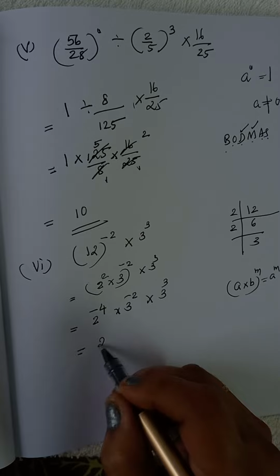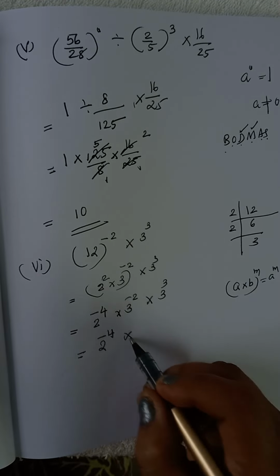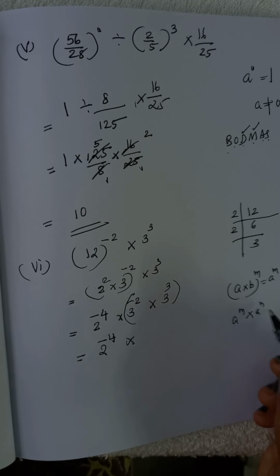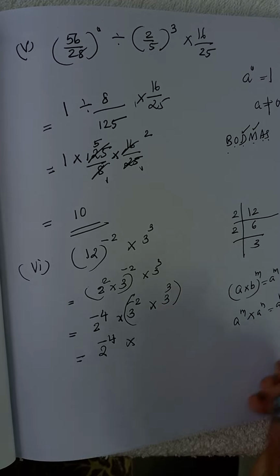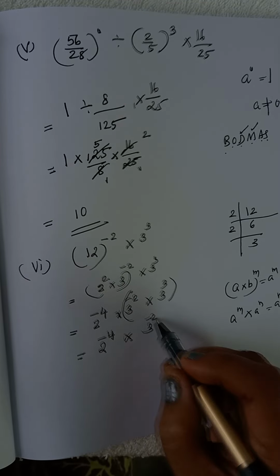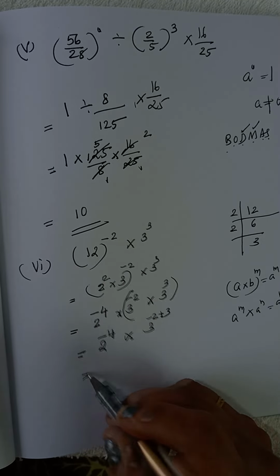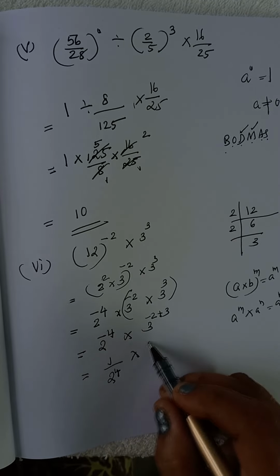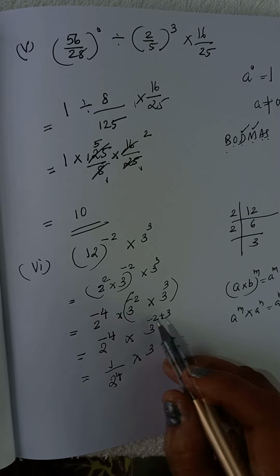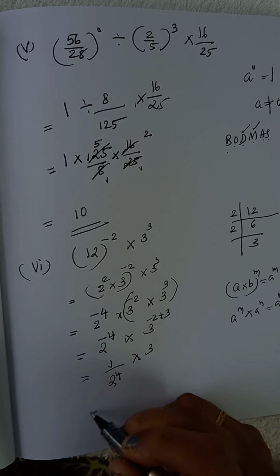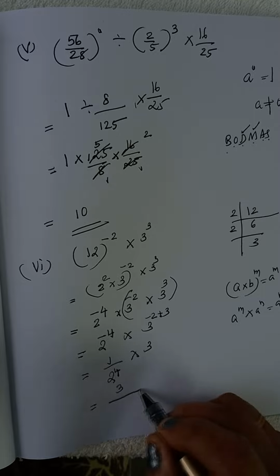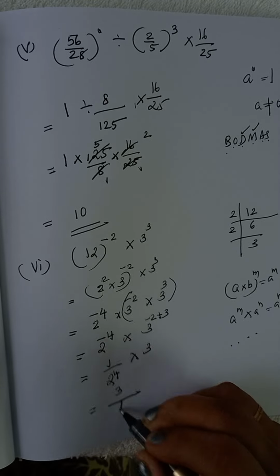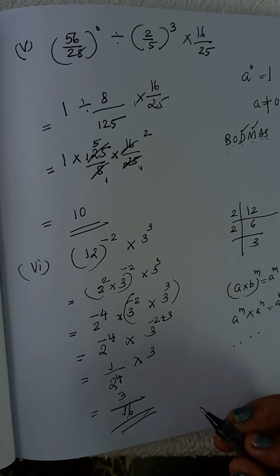Now this is equal to 2 raised to minus 4 into, now these two we can take together. So that is a raised to m into a raised to n, that is a raised to m plus n. So like that 3 raised to minus 2 plus 3, that is 1 by 2 raised to 4 into 3 raised to 1. We will get 3. So this is equal to 3 divided by 2 raised to 4 means 2 into 2, 4, 4 into 2, 8, 8 into 2, 16. So 3 by 16. Next.